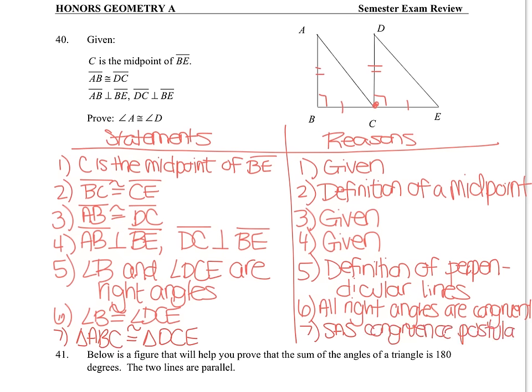I am running out of space, but luckily we just have one left, and that is step 8. I'll write it right here. Step 8, we can prove that angle A is congruent to angle D. And our reason is because of corresponding parts of congruent triangles are congruent, or CPCTC. And that is the end of that proof.